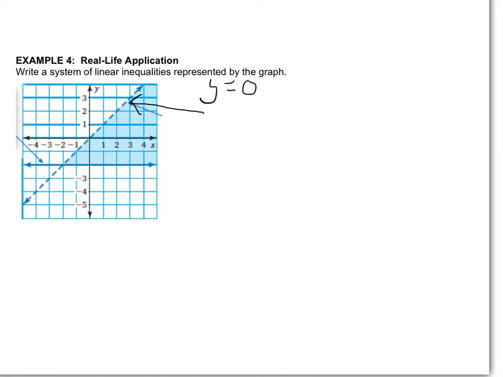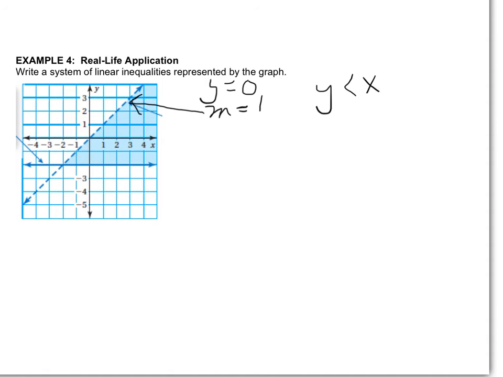So the y-intercept is 0, my slope is 1. So slope-intercept form is probably the best choice. So I'm going to say y equals 1x plus 0, which means y equals x. Because we have a dashed line, there's no equal to part of it. And if I think about my shading, I'm going to be shading downward. So it's going to be y is less than x.